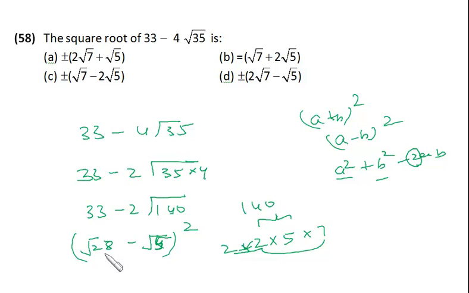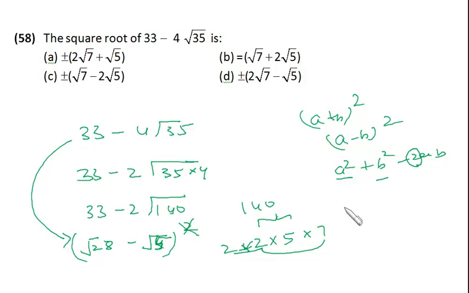So when you open the square root, you'll be getting 28 plus 5 minus 2 root 28 into 5. Okay, so this is actually this. Now if at all we have to take the square root, that's very simple, just remove this square, so that is the square root.